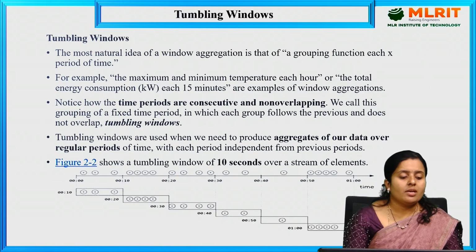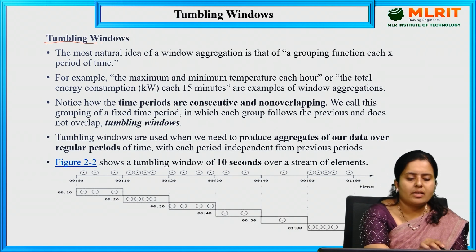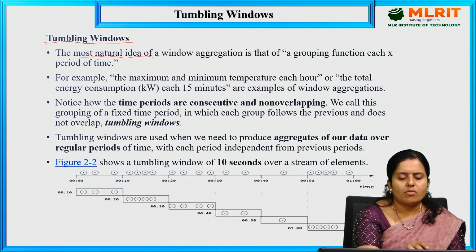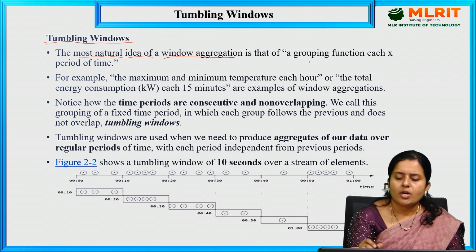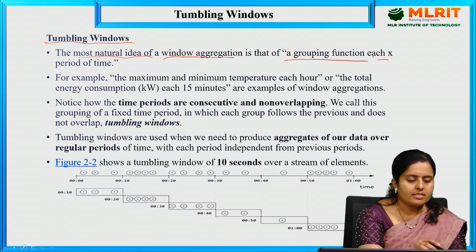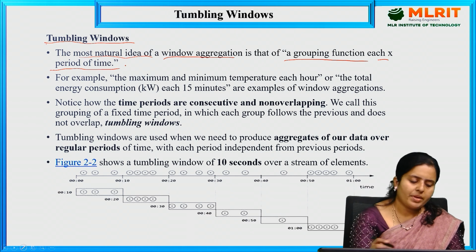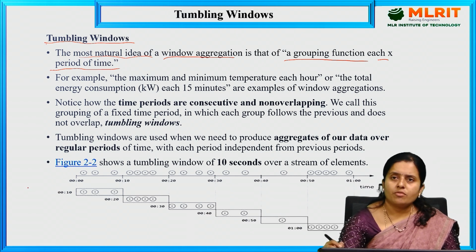Next, let's move on to the tumbling window individually. Then what is a tumbling window? We'll go deep into this. The most natural idea of a window aggregation is a grouping function applied to each period of time, which means grouping multiple events over a period of time.